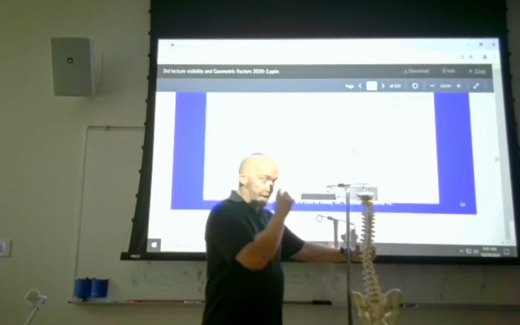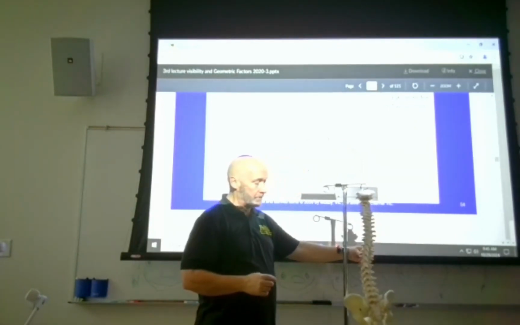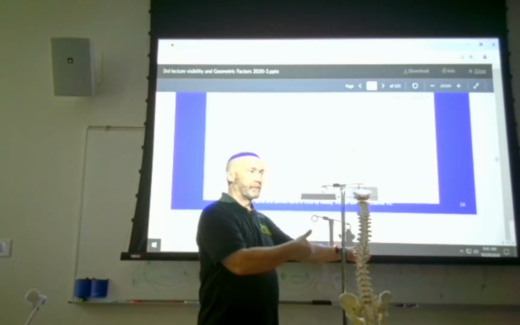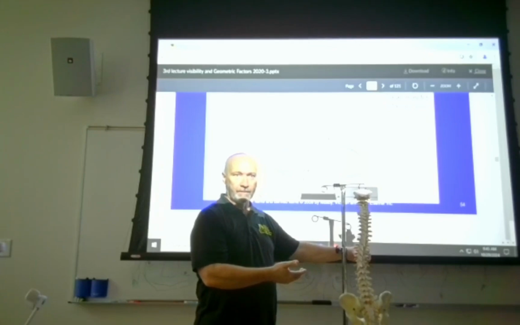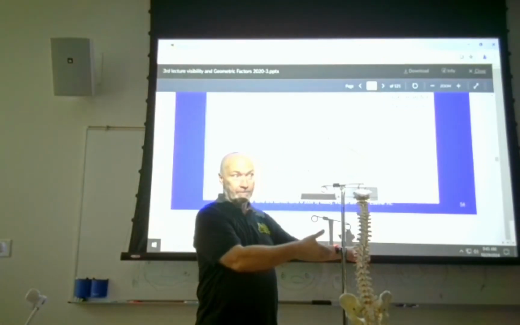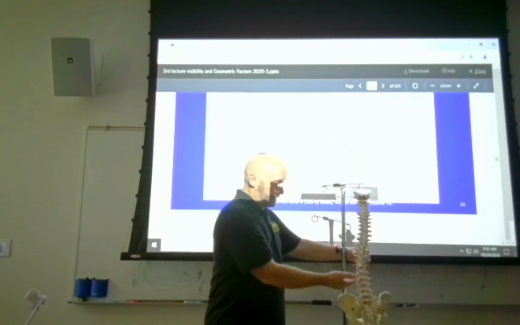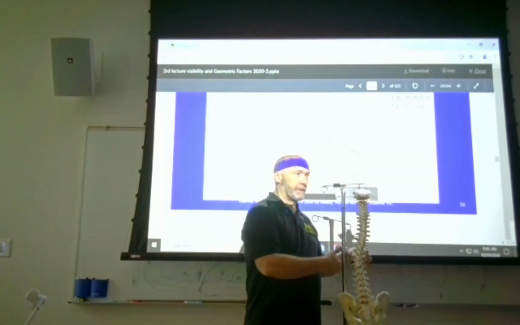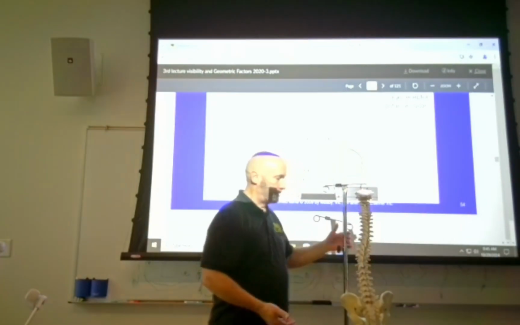If you flip them around, like so, then they would be more consistent with the divergence of the central ray. Right? Can you kind of see that? Yeah. Okay. So this is registry testable. The disc spaces are more parallel to the divergent central ray with the patient PA for a lumbar spine.